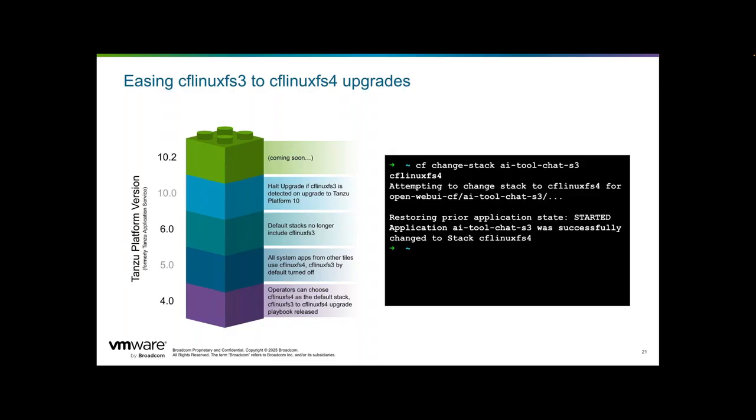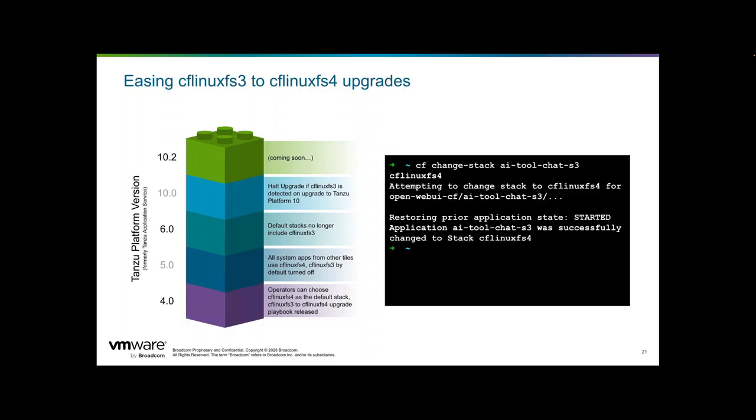We released a playbook to go from CF Linux FS3 to CF Linux FS4, and going to 5, all system apps and other tile apps that got deployed on the platform have migrated to CF Linux FS4. FS3 is turned off by default on new installs. As of 6.0, if you install a fresh 6.0, FS3 was removed and no longer included. And if you did migrate to 10, you did get a halt warning.